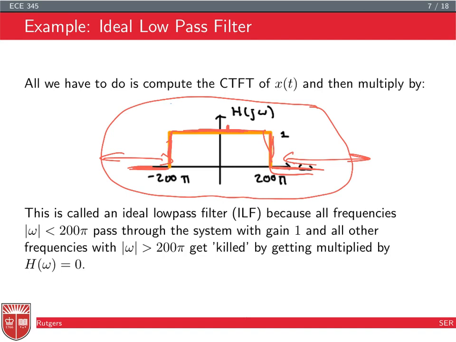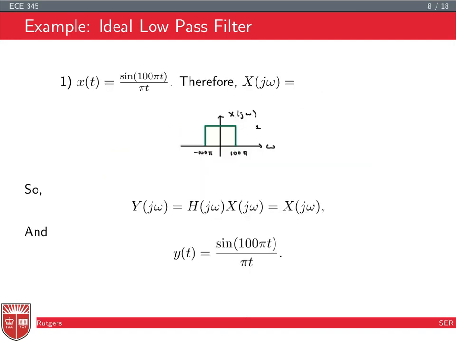Now, just a quick remark: if you're wondering what frequencies in hertz are allowed by this filter, recall that f is equal to omega divided by 2 pi. So in hertz, this is equal to 100 hertz, and this is equal to negative 100 hertz. Not that this is really important here, but I thought it's good to remind you of this fact. So let us start with the first problem.